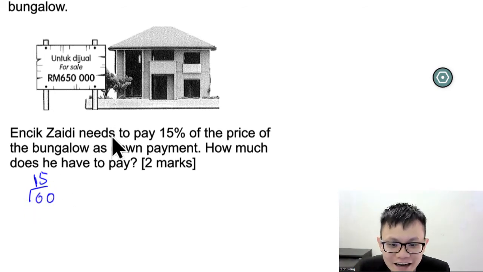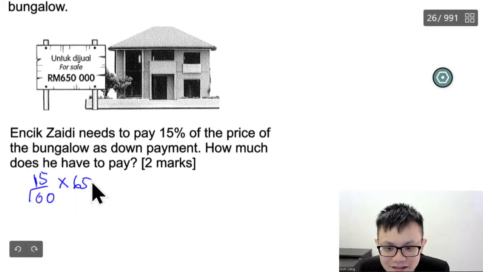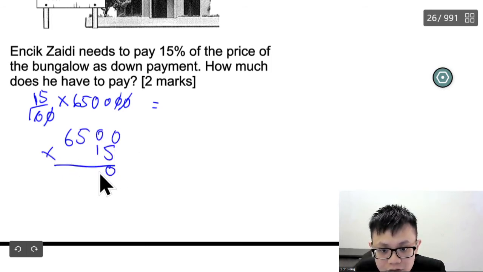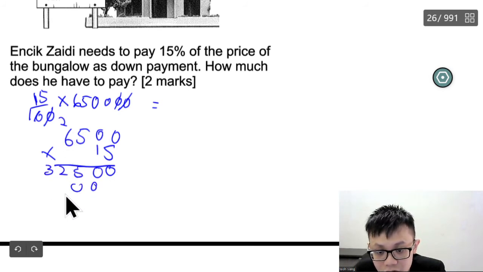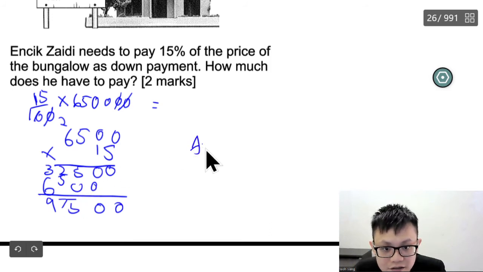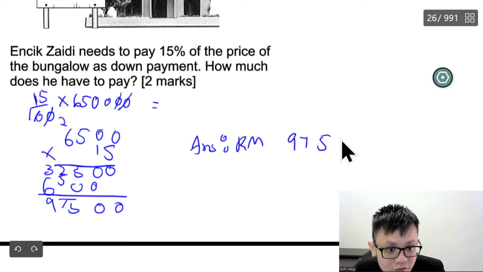Okay, 15 over 100 times 650,000. Okay, so 15%. So I cut, it will be 6500 times 15, and the answer will be 97,500.